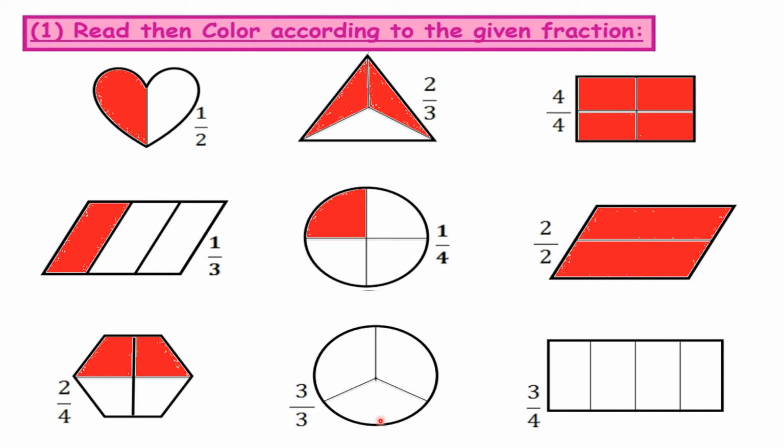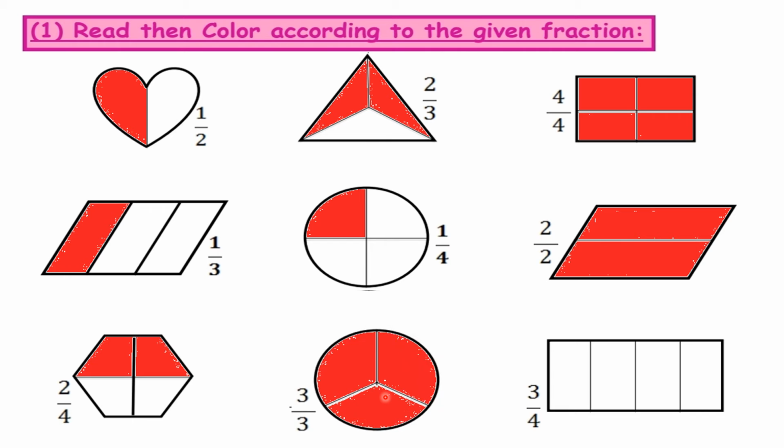And here I have a circle divided into 3 equal parts, and I want to color 3 out of 3, so I will color the whole circle. I have here a rectangle divided into 4 equal parts, and I want to color 3 out of 4, so I will color 3/4.